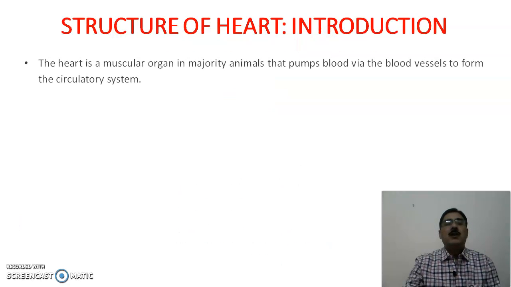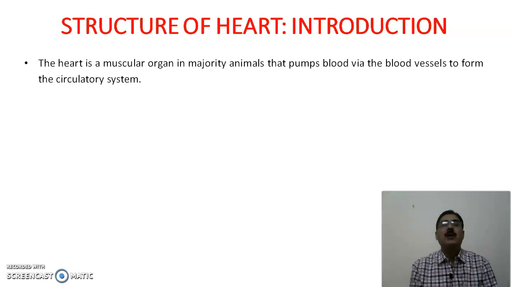First, the introductory part. What is a heart? Heart is a muscular organ in the majority of animals that pumps blood via the blood vessels to form the circulatory system.